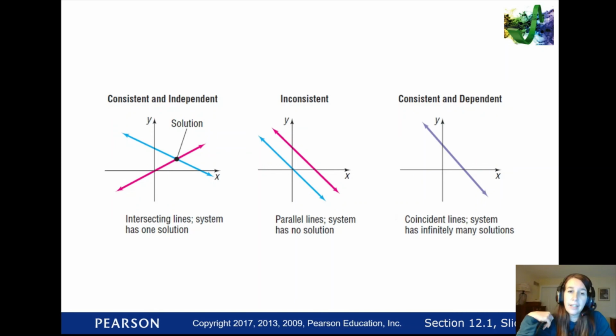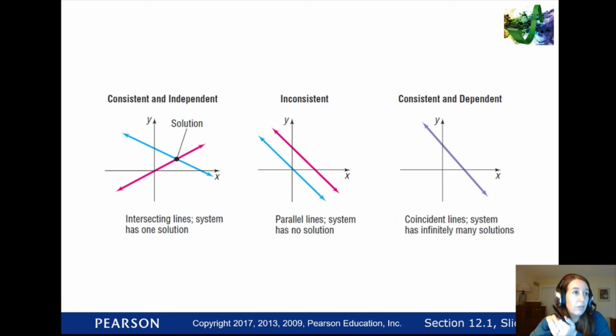And then the second example that we did, there was no solution, right? And that is always going to look like parallel lines. And the system will have no solution. So your answer is no solution. That's called an inconsistent solution because it has no solution.